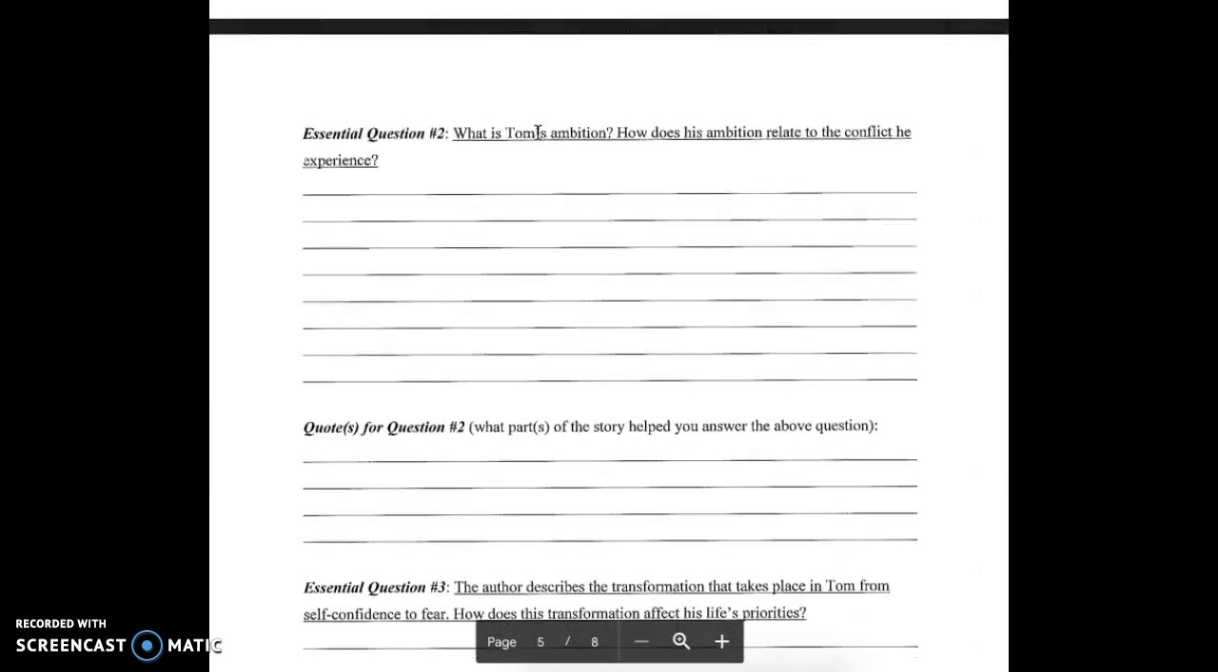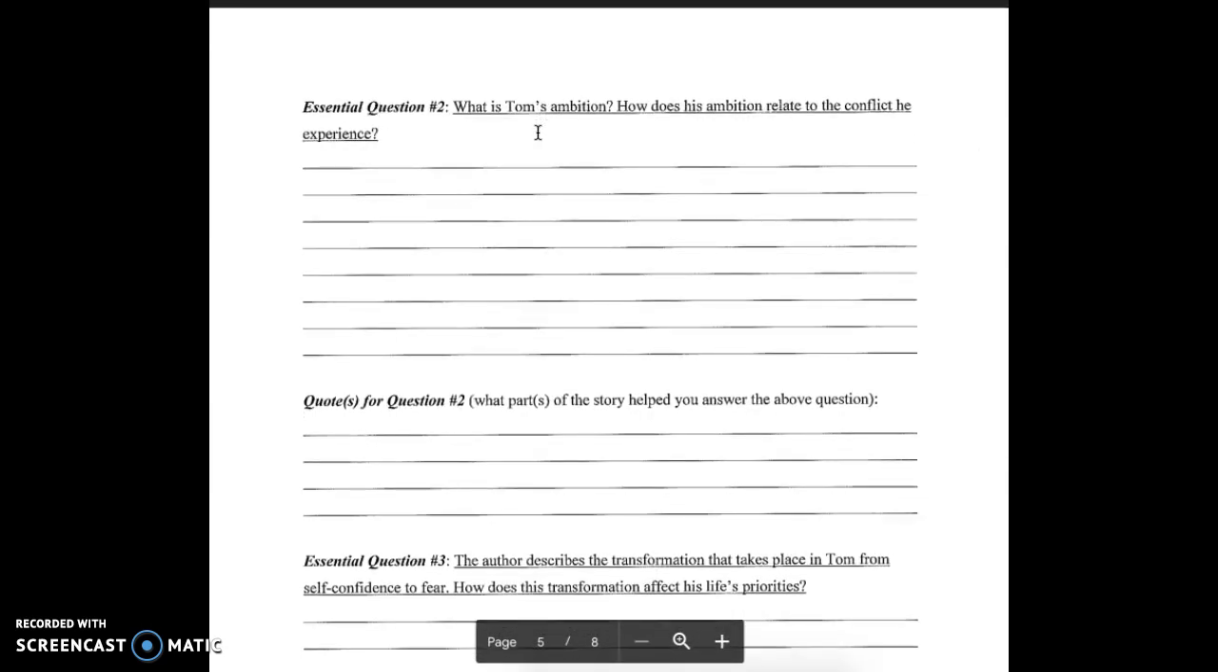Question number 2 says, what is Tom's ambition? How does his ambition relate to the conflict he experiences? Same for question number 2. There's a second half to it, and it asks that you find a quote or a plot event or a character action that helps you answer the question above. Ambition, of course, means what does he want? What is he driving toward?